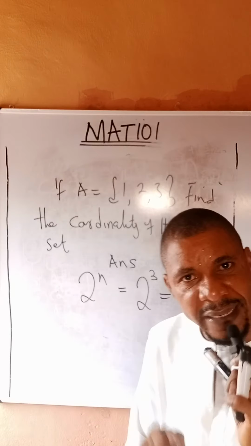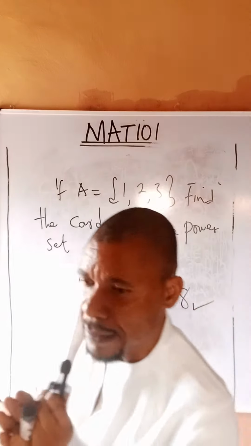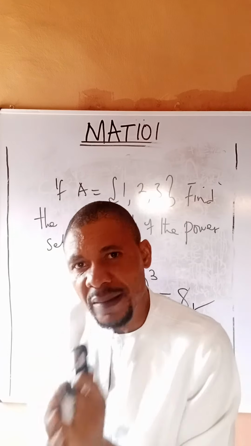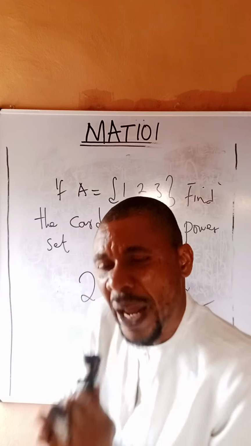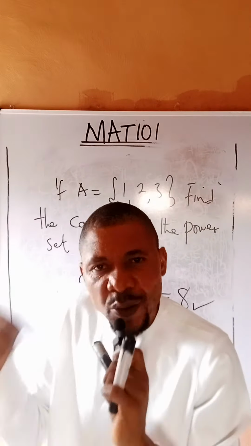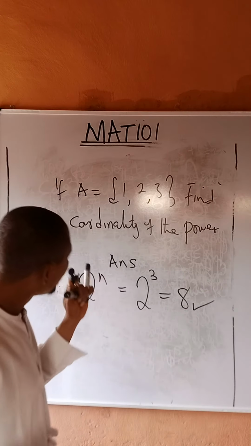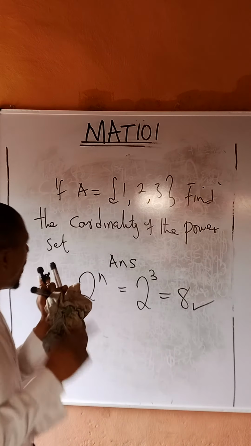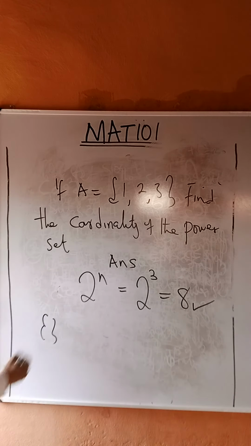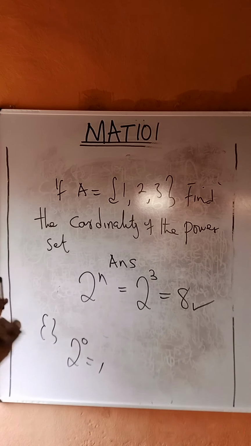Now, if a set is an empty set, we know that naturally the cardinality of an empty set is equal to 0, because the number of elements in that particular empty set is 0. But if you want to find the cardinality of the power set of an empty set, you know that an empty set is this. So what it will have is 2 raised to the power of 0, which is equal to 1.